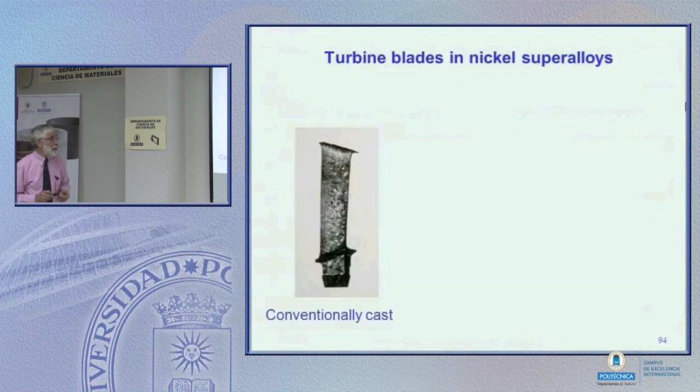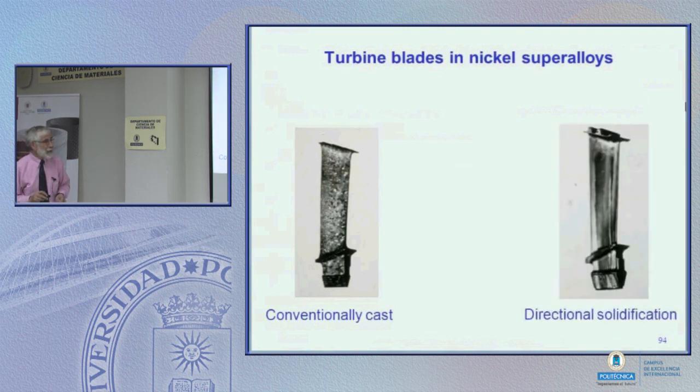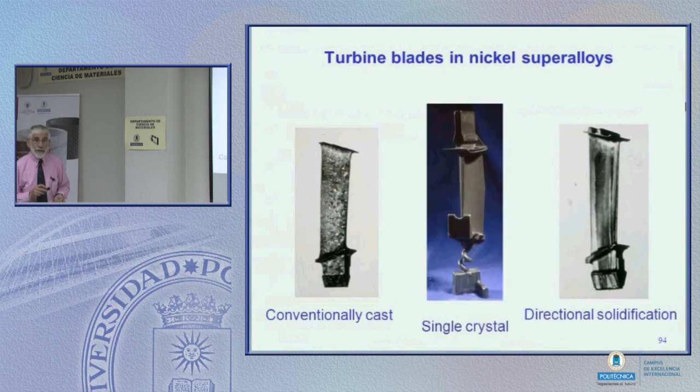How can we improve them? Well, conventional cast turbine materials look like this. You can see the grains. You can have directional cast where the grains are going up and down. And the modern turbines, this is one single crystal. So all the lattice is identical from just about here all the way to the top. And the creep properties are fantastic.